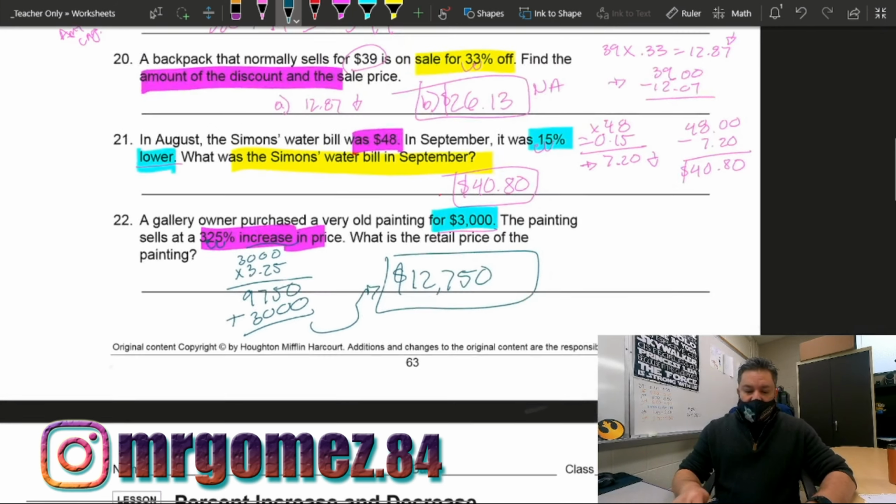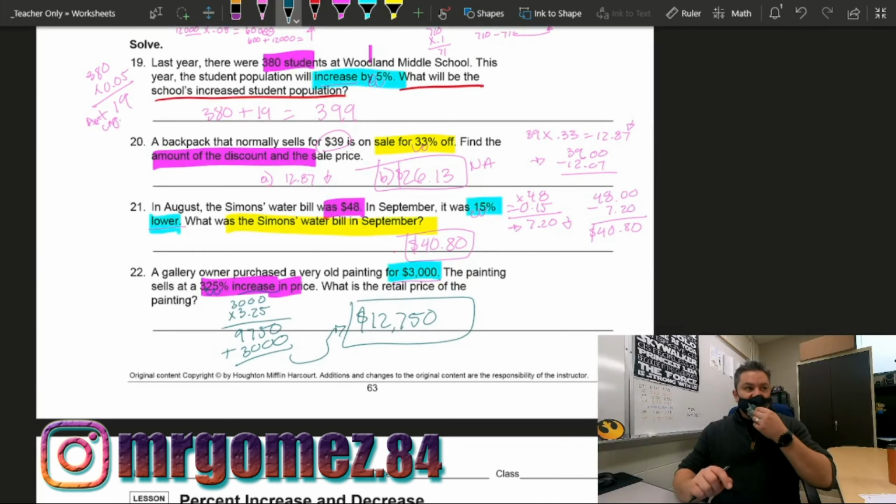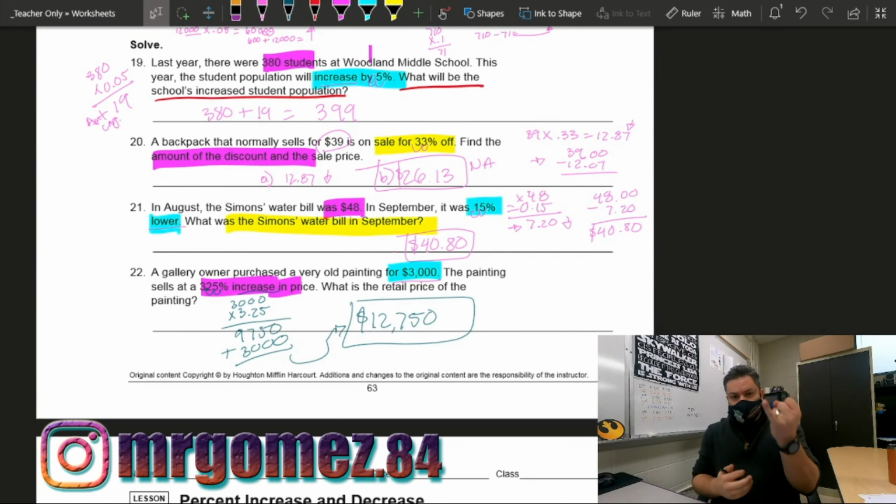So again, quick recap for amount of change: convert percent to decimal, multiply by the original, and then either add if it's an increase or subtract if it's a decrease.